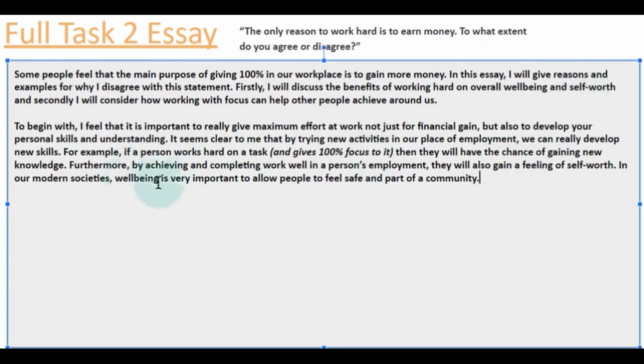So in this supporting sentence here, I'm just giving a bit more information about self-worth. What is it? So I'm still answering the question, but I'm in fact almost explaining why I'm talking about this. Furthermore, by achieving and completing work well in a person's employment, they can also gain a feeling of self-worth. Why is that important? In our modern societies, well-being is very important to allow people to feel safe and part of a community.